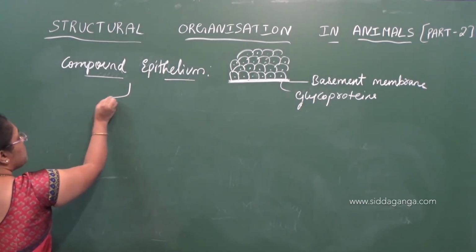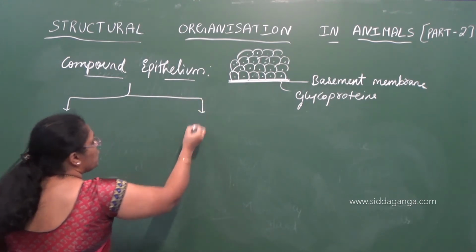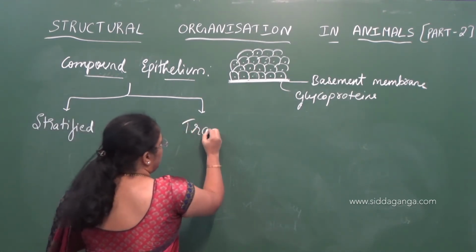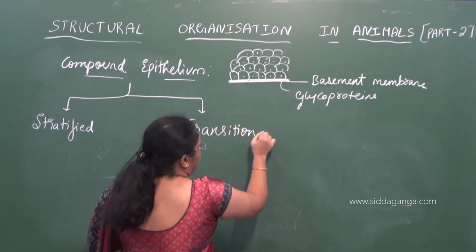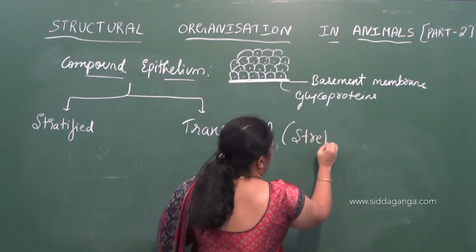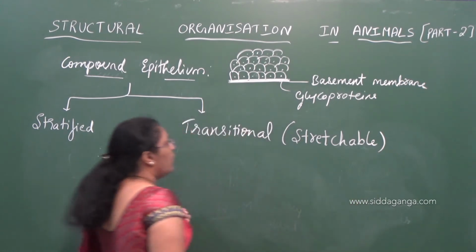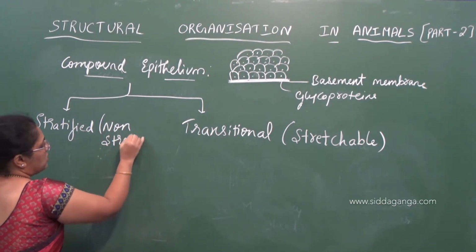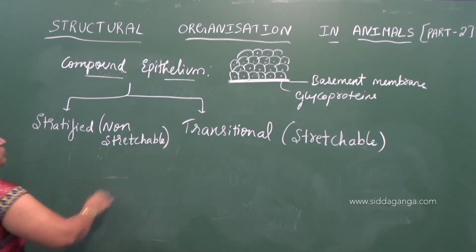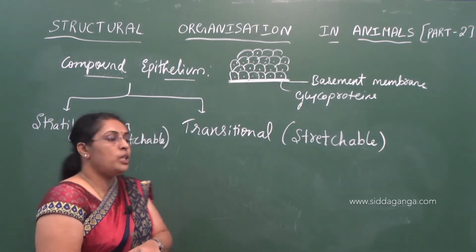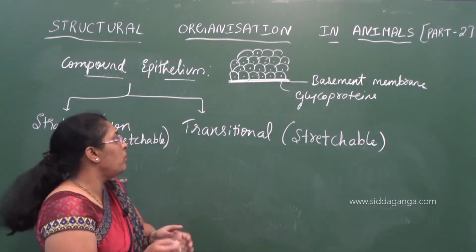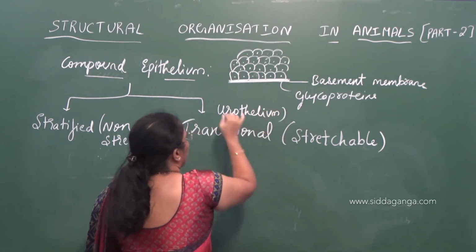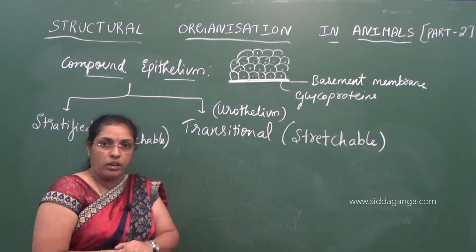So this compound epithelium is classified into non-stretchable and stretchable epithelium, or stratified epithelium and transitional epithelium. This one is non-stretchable. Understood? So compound epithelium is again classified into stratified and transitional epithelium. Transitional epithelium is also called urothelium, because this type of epithelium we see in the urinary bladder and in the ureter.